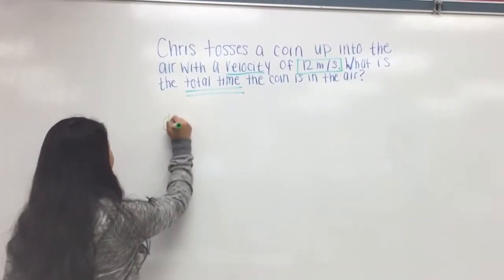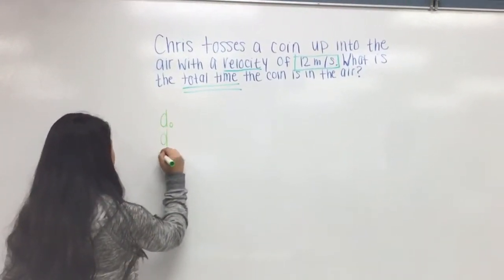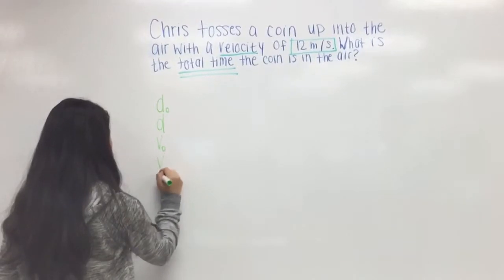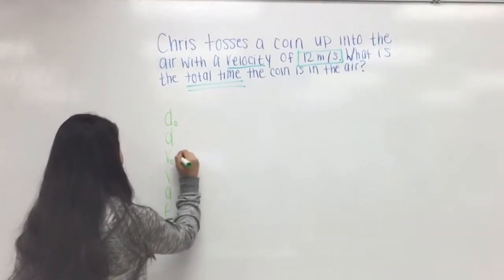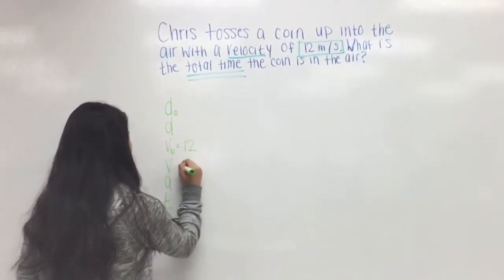Before starting any problem, make sure you write down the 6 variables. They are the initial distance, initial velocity, final velocity, acceleration, and time.